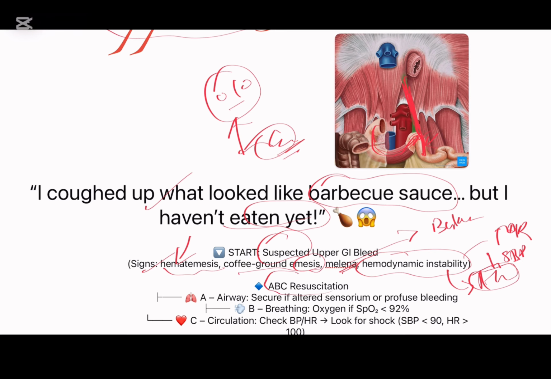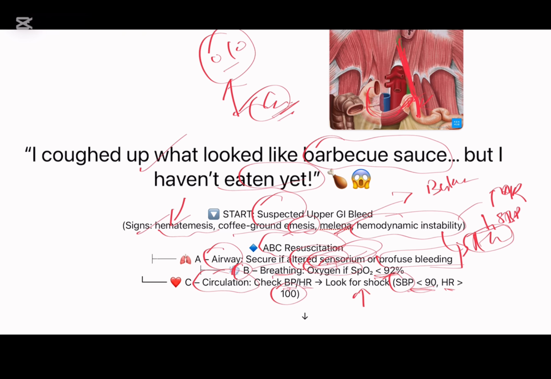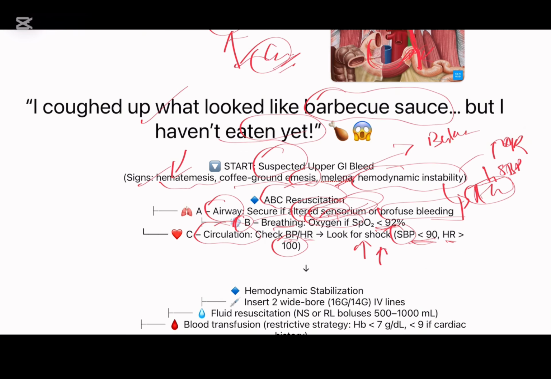We should go for ABC resuscitation. Airway: we should secure the airway if the patient has altered sensorium, or if the patient has profuse bleeding. Breathing: we should give supplemental oxygen if the saturation is less than 92% in room air. Circulation: we should check the BP and heart rate. If the systolic BP is less than 90, or the heart rate more than 100, we should look for signs of shock, and we should immediately resuscitate the patient.